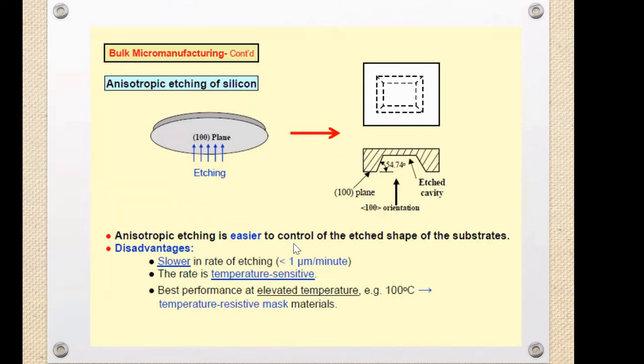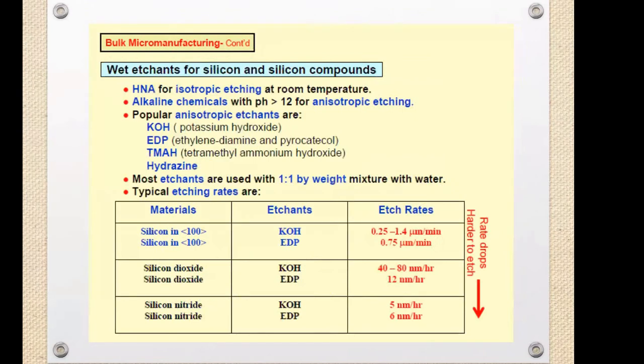Basically anisotropic etching is easier to control. We just have to control the surface, or the orientation of the material on which, like here, the 100 plane is used for the etching. The disadvantages are that it is very slow, the rate is temperature sensitive, and the performance is at elevated temperature, so a temperature resistant mask material is needed. The next is wet etching for silicon and silicon compounds.